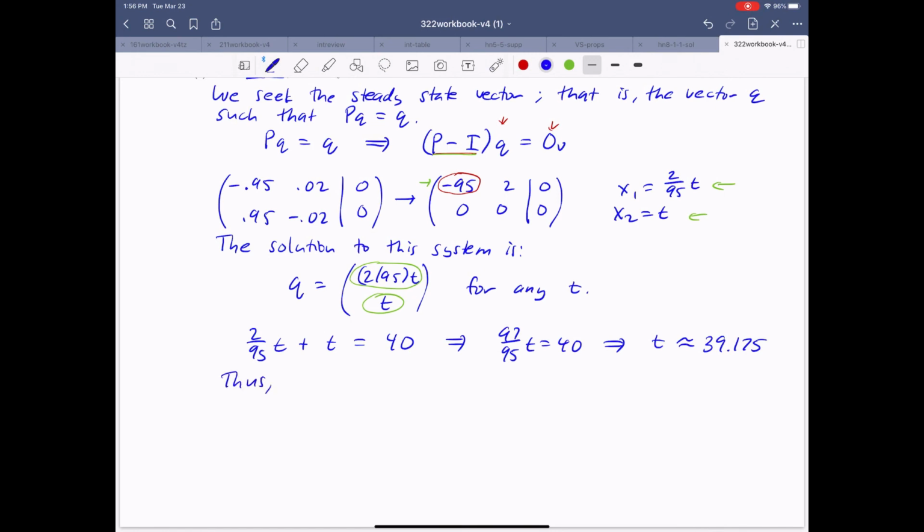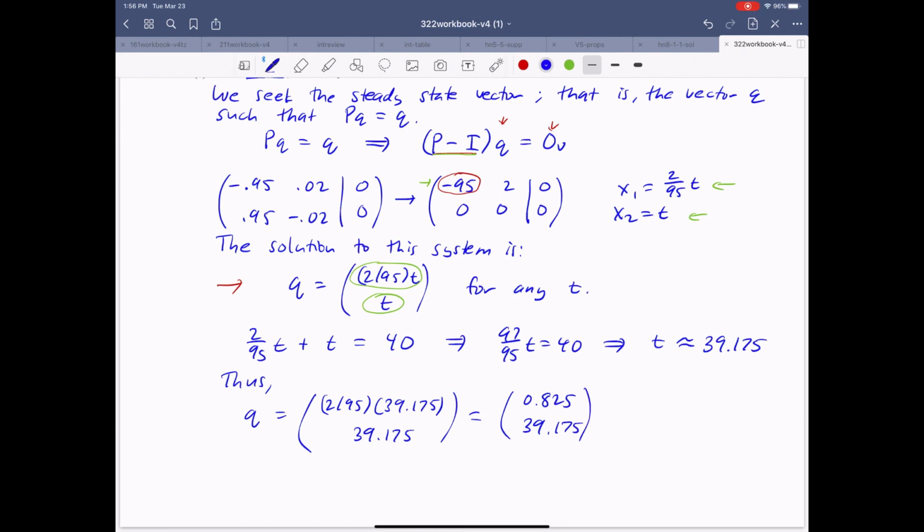Now we have enough information to figure out what q is. So we'll go ahead and substitute that value of t back in. That's going to give us 2/95 times the t that we just found, 39.175, and then down here just the t. Again, you can check my arithmetic. We're going to get a 0.825 up here, and down below we're going to stay at 39.175.